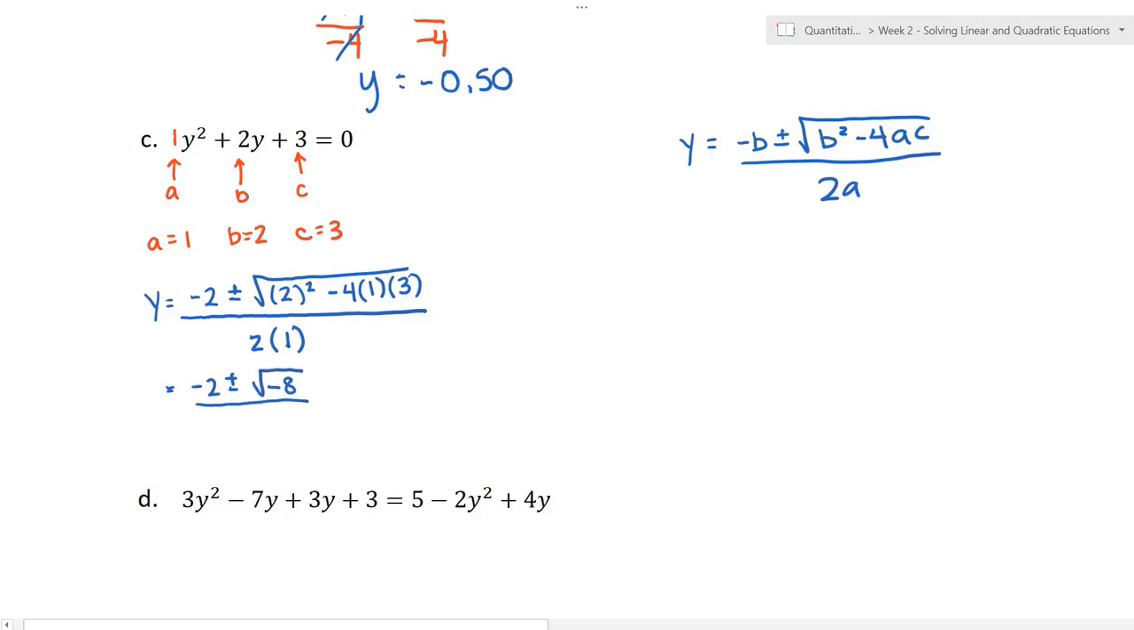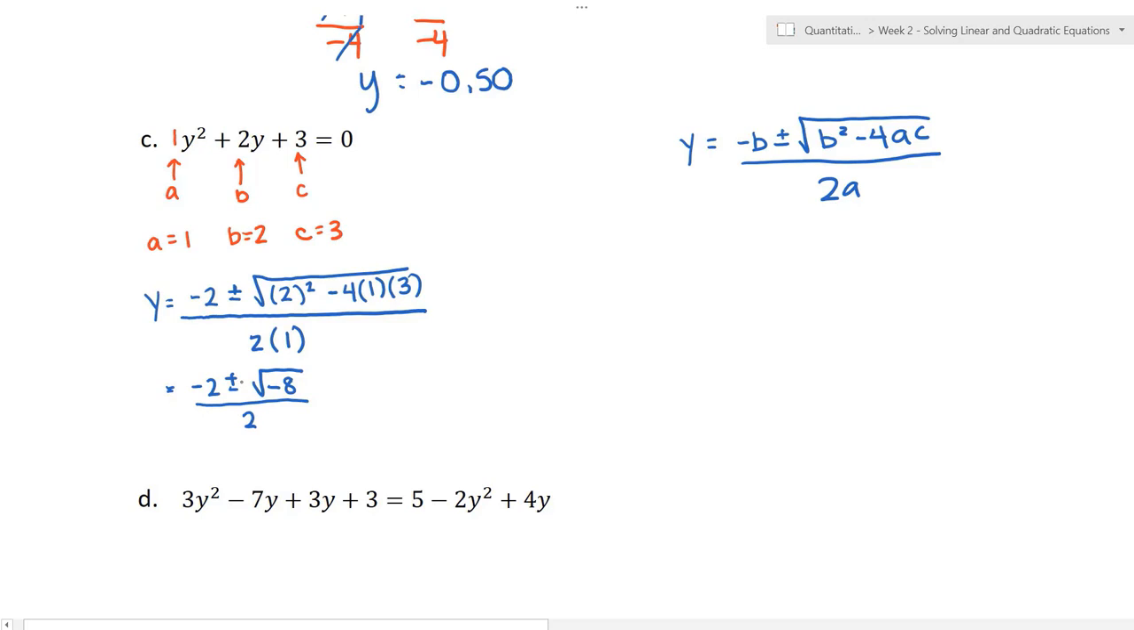And you can simplify the bottom as well. 2 times 1 is 2. Now, the next thing you would do is type square root of negative 8 to figure out what that is, and you would do one step at a time until you just were left with a decimal. And you would have a positive answer with the plus sign, and a separate answer with the minus sign when you enter it on your calculator.